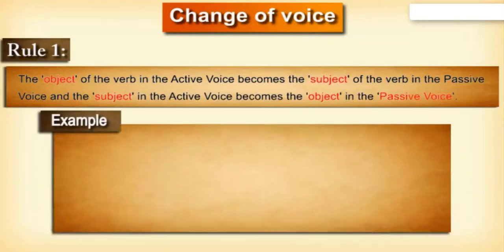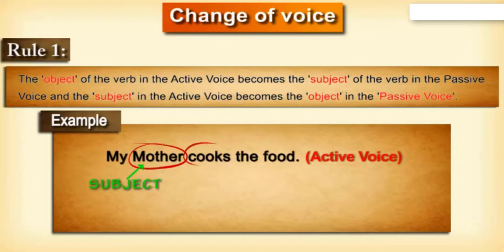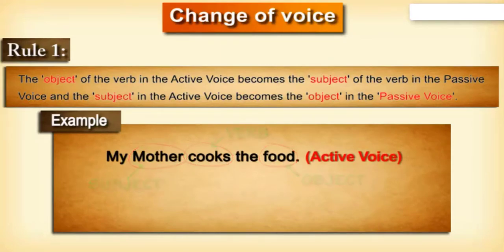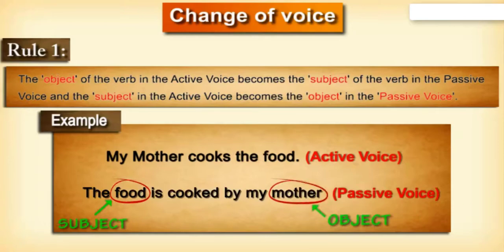For example, in the active voice, the sentence is, "My mother cooks the food." Here, mother is the subject and cooks is the verb. Food is the object of the sentence. In the passive voice, the sentence becomes, "The food is cooked by my mother." Here, food becomes the subject of the sentence and mother becomes the object of the sentence.